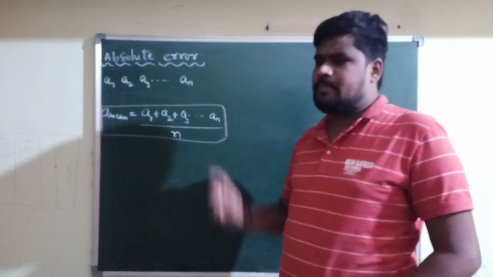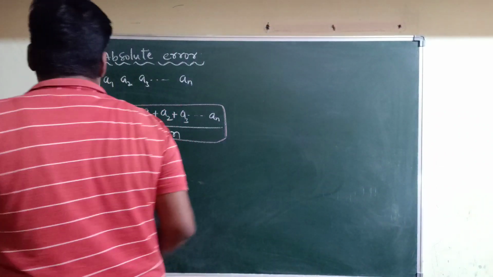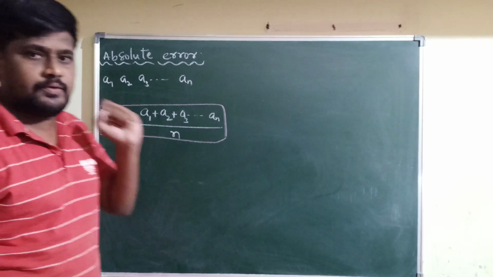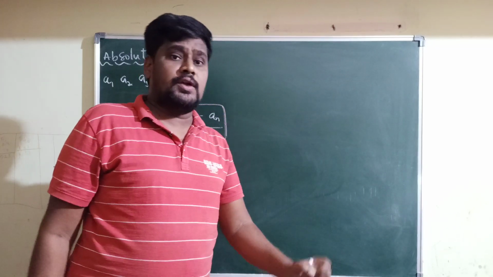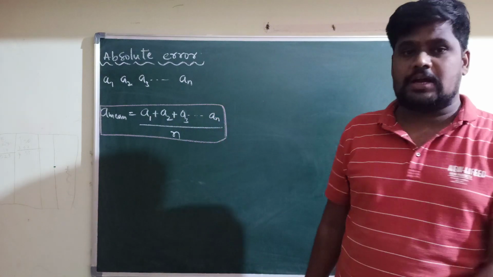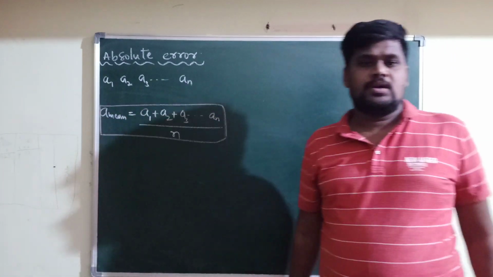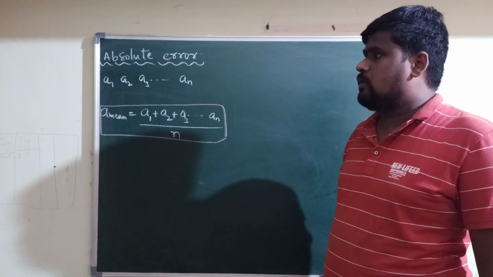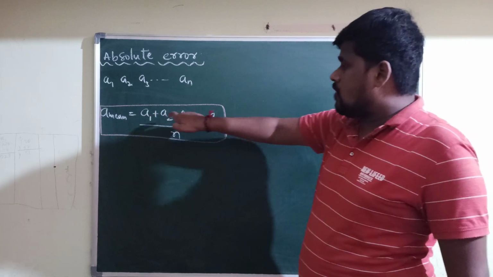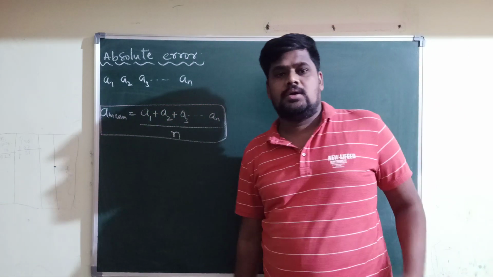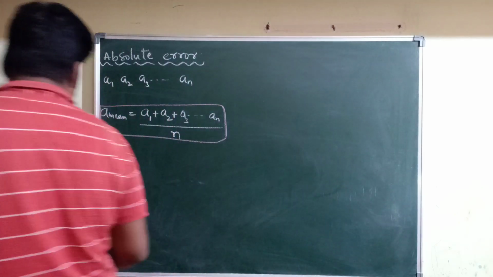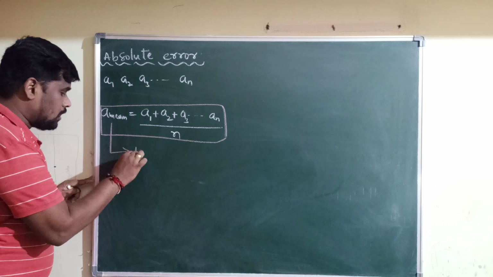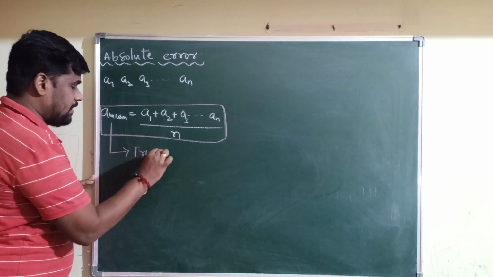5 times. Therefore divided by 5. In the first step what happens? A1, A2, A3 and AN are the different observations made by an observer for the measurement of the same physical quantity. In the first step we have to estimate the mean value of your measurement. That mean value is given by the sum of all the measurements divided by the number of measurements. That will give you the mean value. This mean value of measurement is also called true value of measurement.